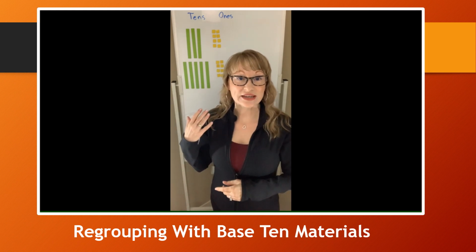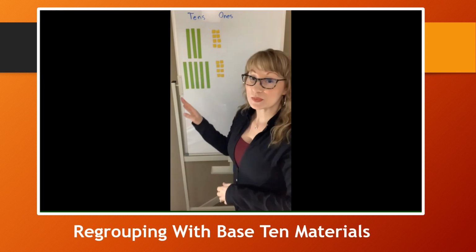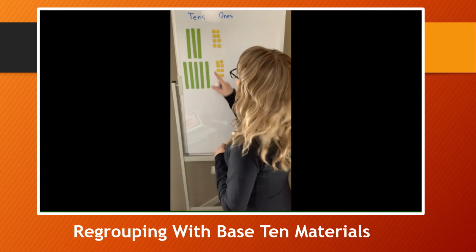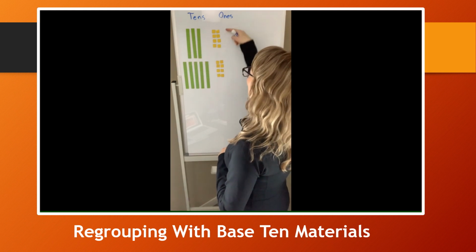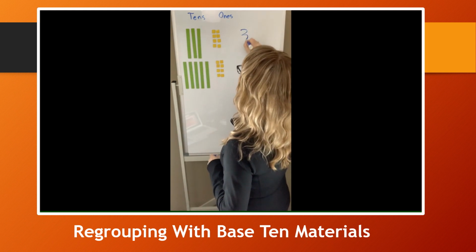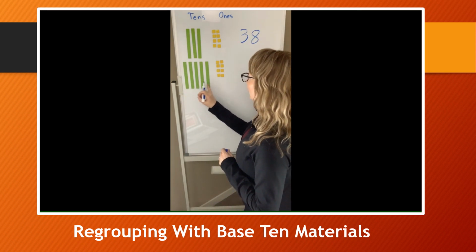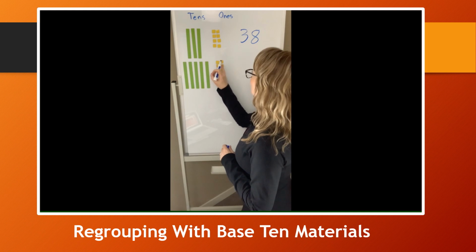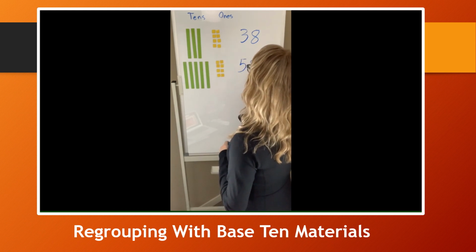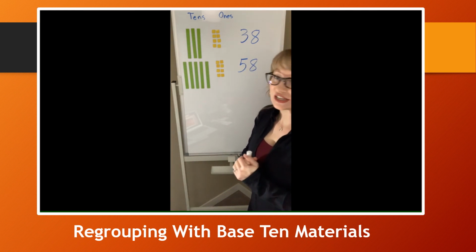So let's check another one out, modeling with the base 10 blocks. So with this one, we're going to first of all count our blocks to figure out what number we have. So this one, 10, 20, 30, 2, 4, 6, 8, 38. This number, 10, 20, 30, 40, 50, 2, 4, 6, 8, 58. So here we have 38 plus 58.